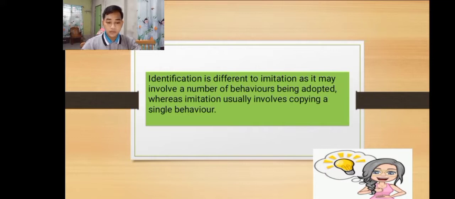Identification is different to imitation as it may involve a number of behaviors being adapted, whereas imitation usually involves copying a single behavior. So, ang kalainan na nila kay adapting o copying. Kay ang identification, maka imong adapon ang daghan nga behavior sa isa ka person imong model. Kang dayon ang imitation, imong copyon ang single behavior. So, single ra nga behavior imong copyon mo na kalainan sa identification of imitation.